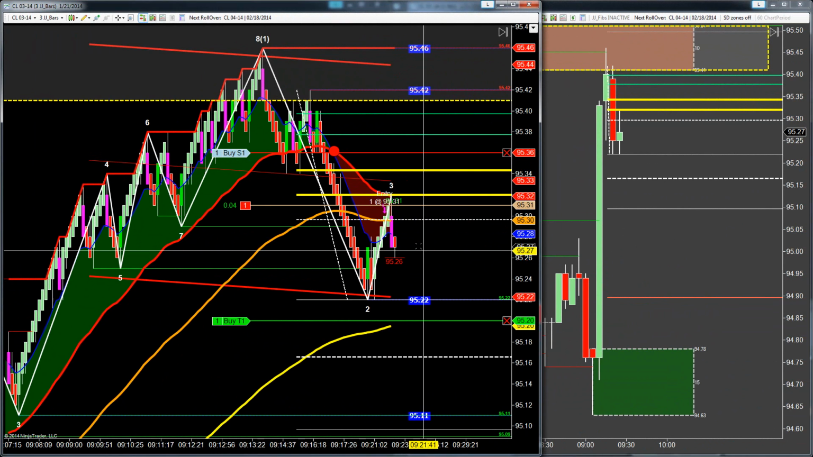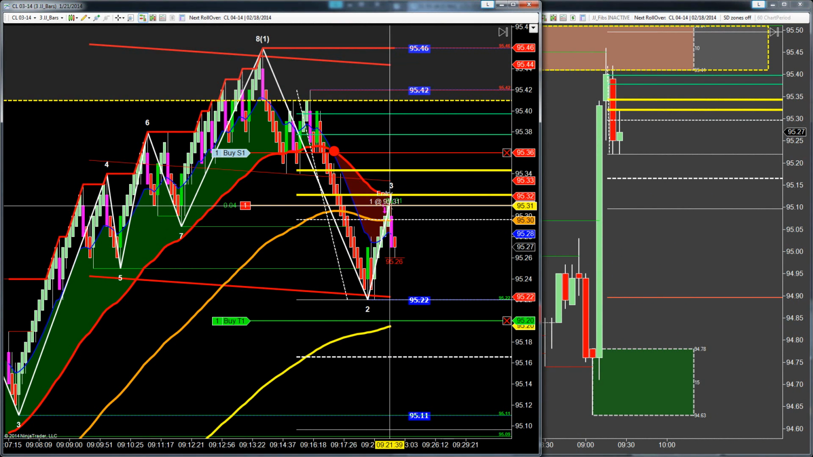We're using the standard five tick stop. So we got short at 95.31. So far, I've only taken one tick of heat. Still waiting to get down to the 22 here. But the nice thing about this position is, we're only risking 5 ticks.